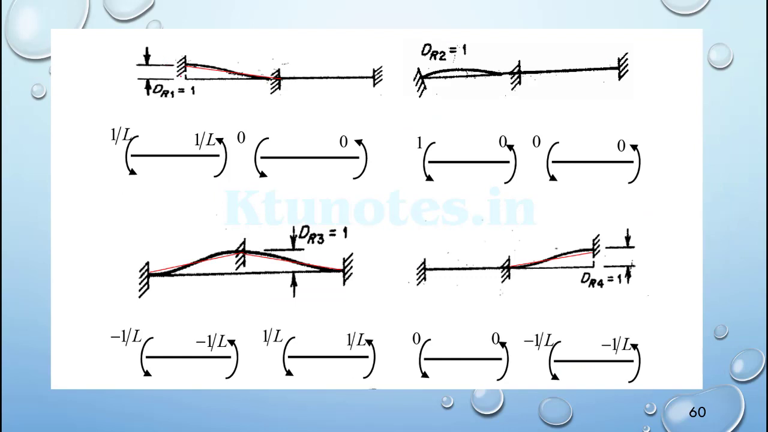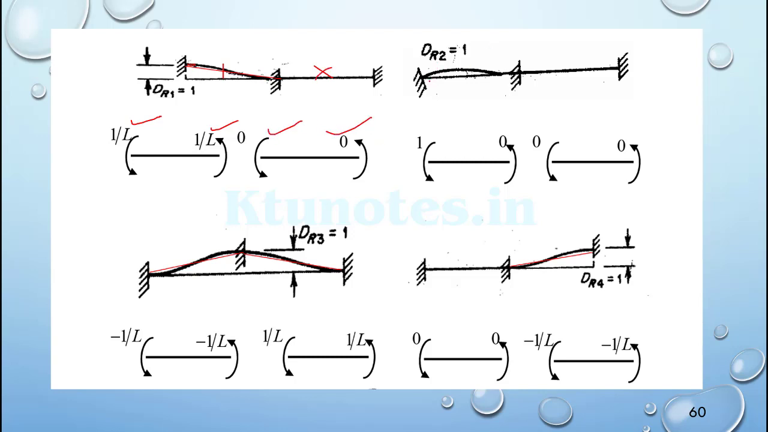Applying the dr1 alone, with no rotation at this point, but with respect to the center there is a net value of 1 by L and 1 by L for this one. Both ends being fixed, the displacement or rotation is not transferred to the BC. That's why 0 and 0 here.